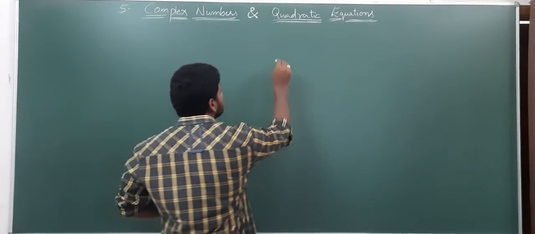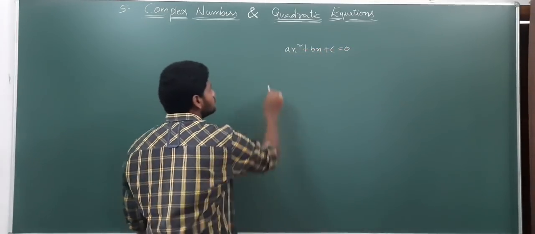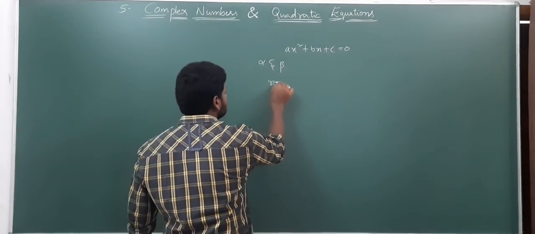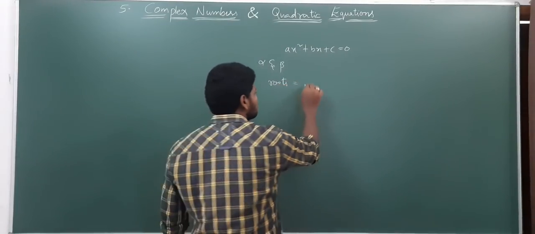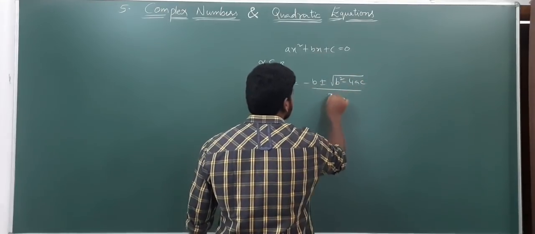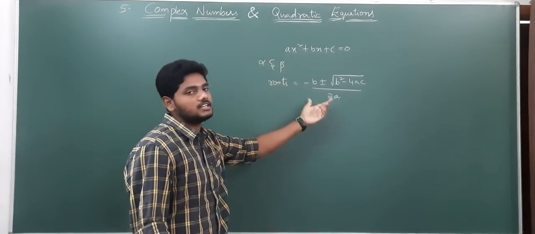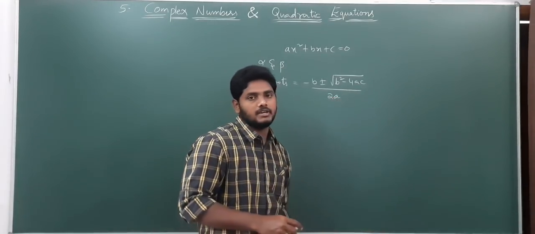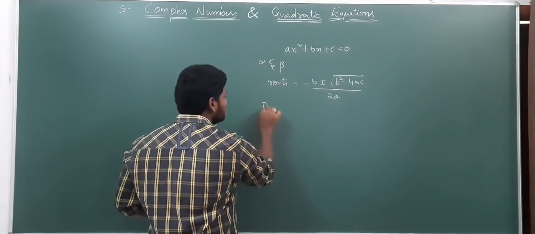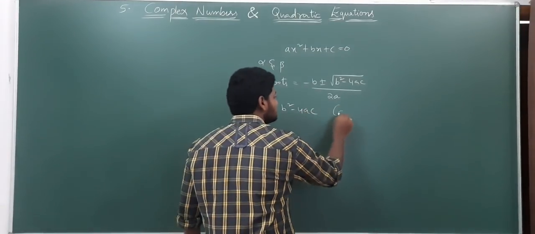If a quadratic equation is ax square plus bx plus c equal to 0, how do we find the roots, alpha and beta? We have a formula to find the roots: minus b plus or minus square root of b square minus 4ac, divided by 2a. By this you will get two roots, one with the plus sign and the other with the minus sign. Here, capital D, which is equal to b square minus 4ac, we consider as the discriminant.